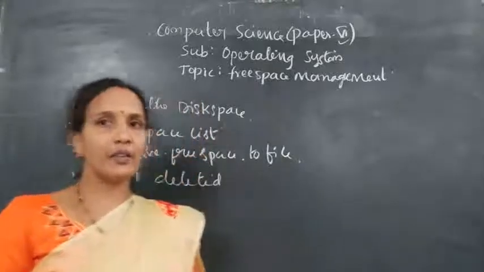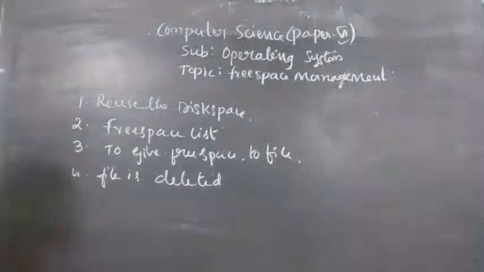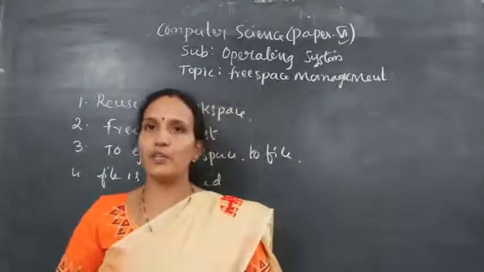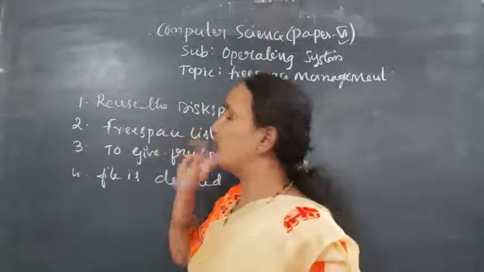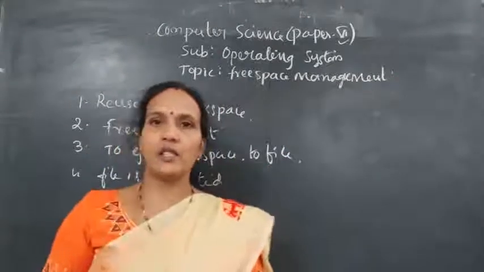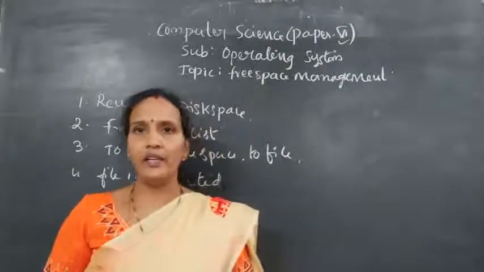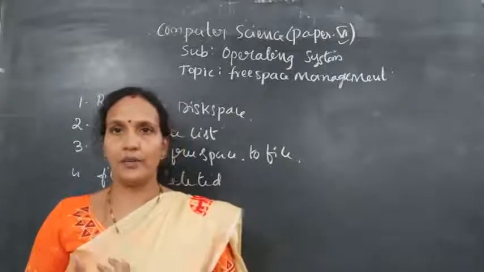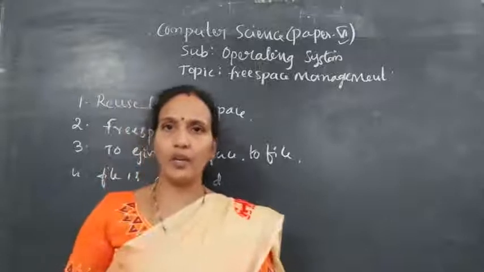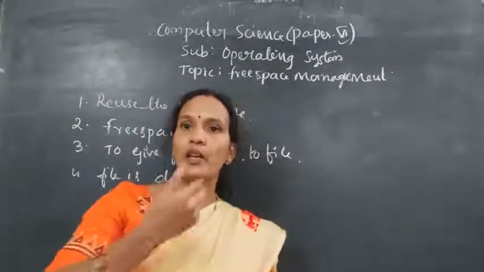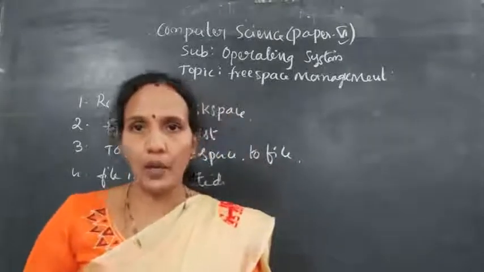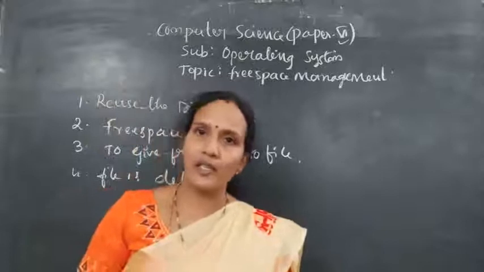Now here we have some of the characteristics of free space management. The main use of free space management is reusing the disk space. See, the disk space is limited. Whenever a file is removed from the disk, that memory should be collected so that you can give that memory to any other file. So in order to use the disk properly, free space management is compulsory.